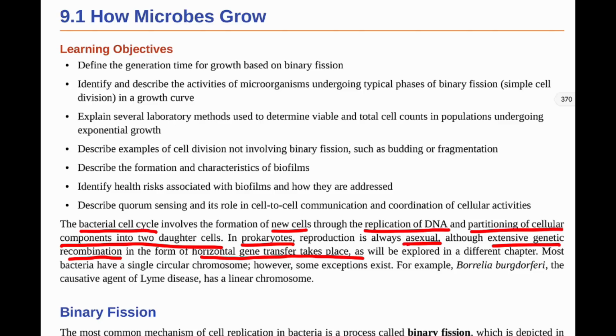But in this case, we're going to have asexual reproduction, and it's just a division and an exact copy of the original, with the exception of this horizontal gene transfer that can happen sometimes. And we're going to take a look at that in a future chapter. So most bacteria have a single circular chromosome. There are some exceptions, of course, like Borrelia burgdorferi, the Lyme disease bacteria, which has a linear chromosome.